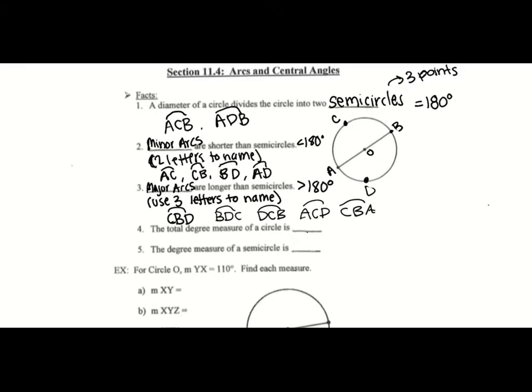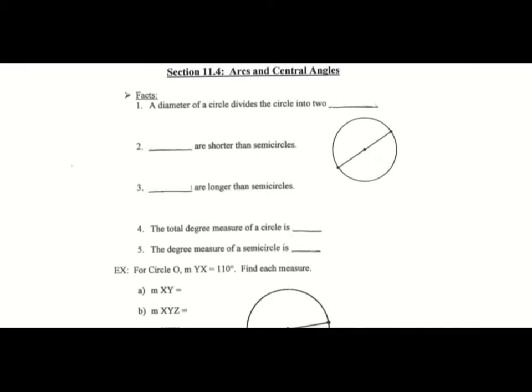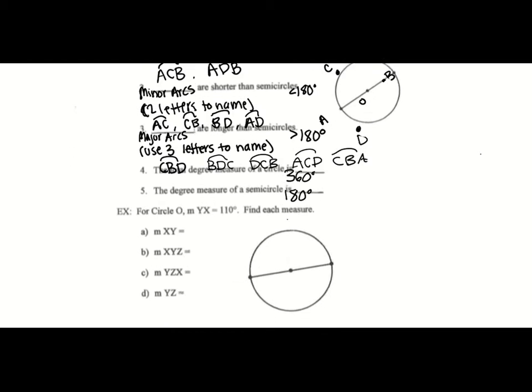The total degree measure of a circle is 360 degrees. We talked about that one already. And the degree measure of a semicircle is 180 degrees. Yeah, we talked about that one already up top. 360 for a whole circle, 180 for half a circle. Okay, so let's look at some examples next.